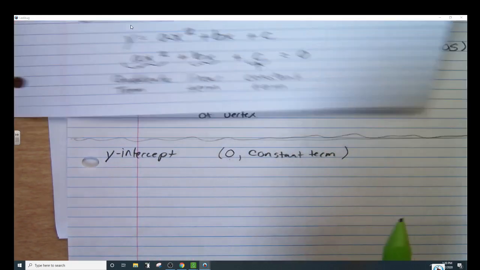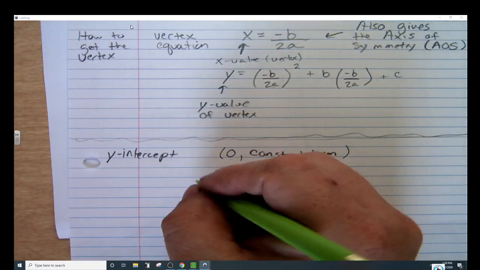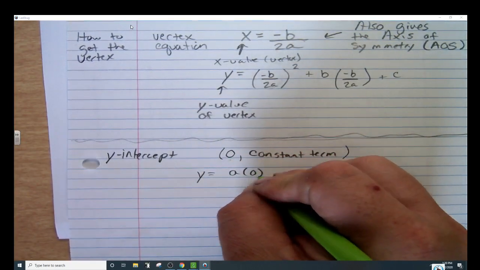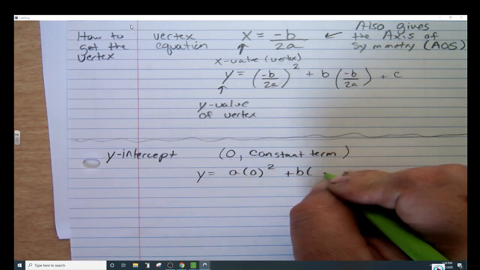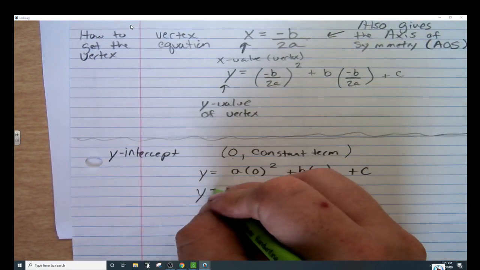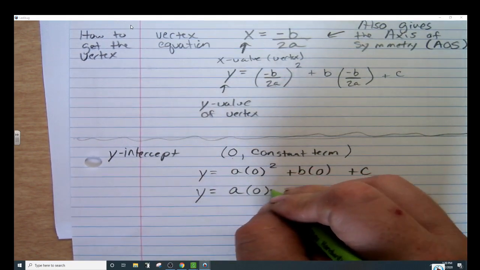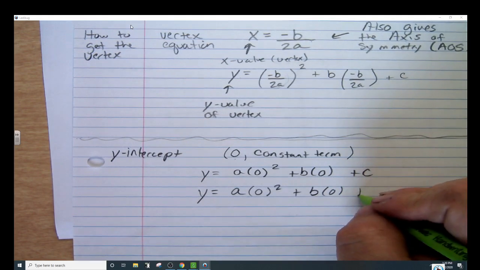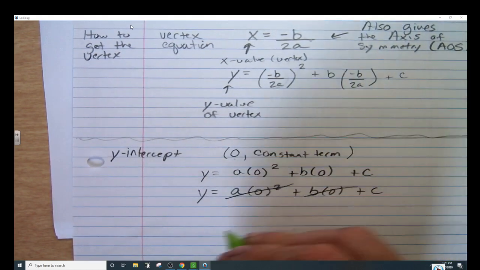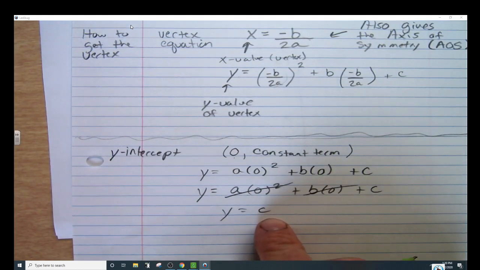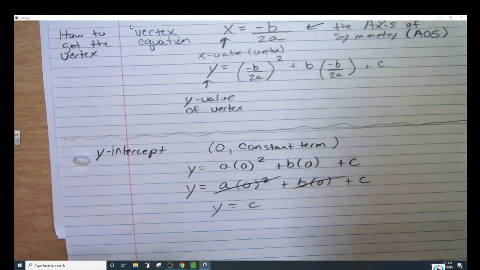The reason it works like that is, if you do y equals and you plug in 0 everywhere you have an x, the linear term and your quadratic term will cancel out, and then you get y equals c, and that's the y-intercept. So that's how you get your y-intercept.